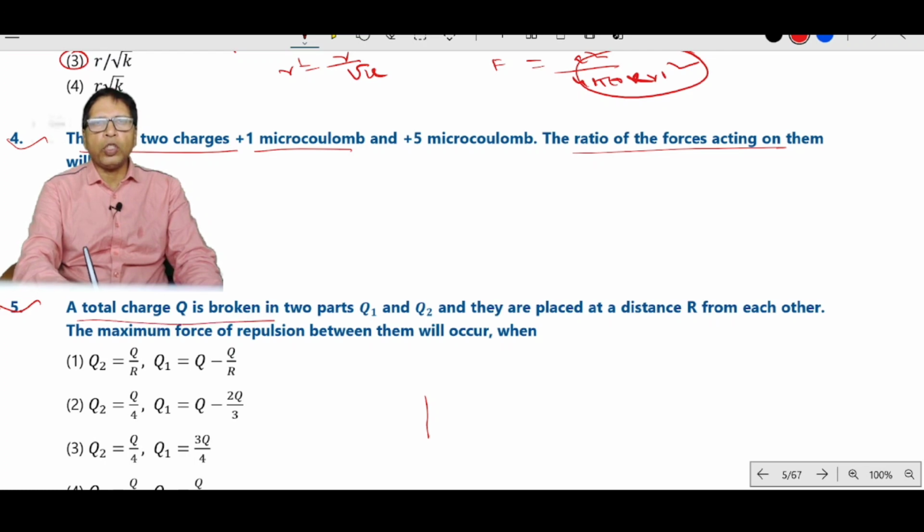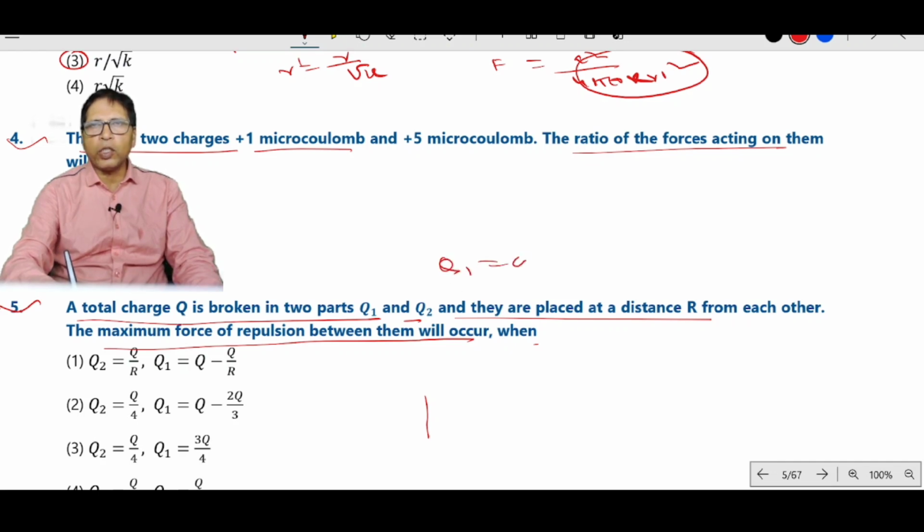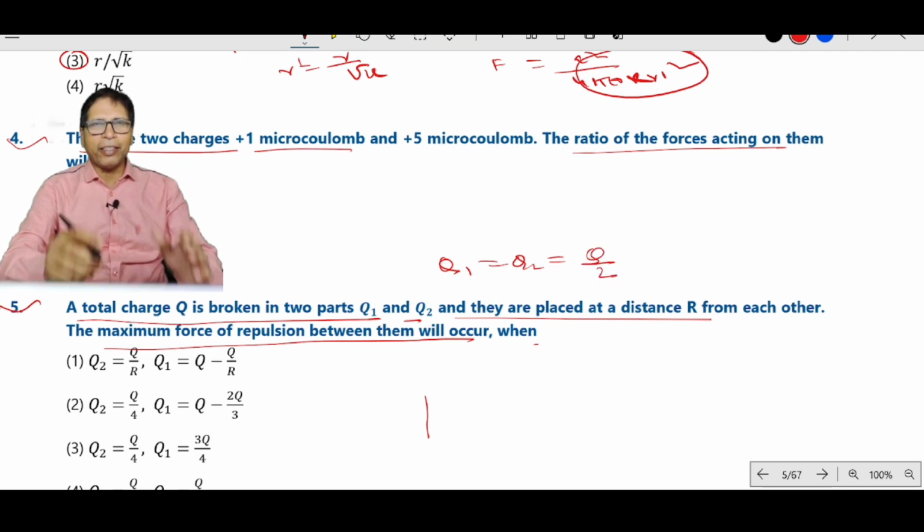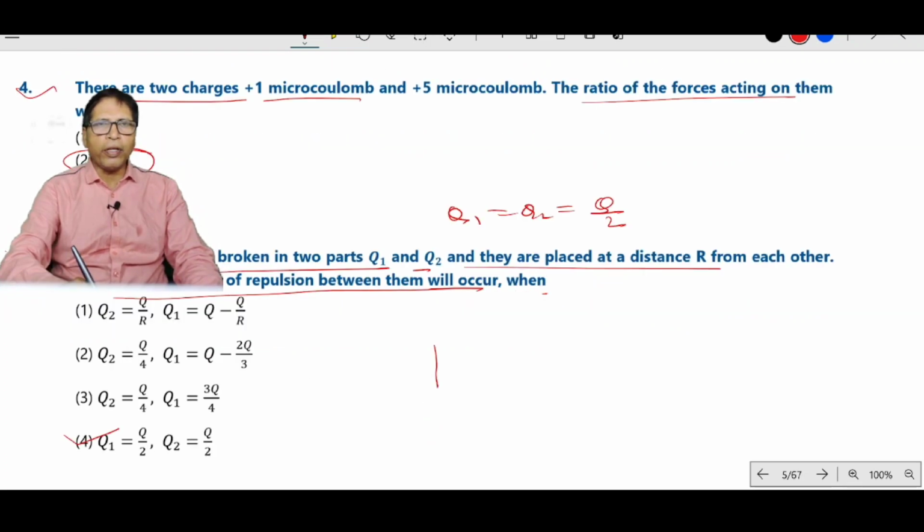Now question number 5. The total charge Q is broken into two parts, Q1 and Q2, and they are placed at distance r from each other. The maximum repulsive force between them will occur when the two charges are equal, that is Q1 equals Q2 equals half of the total charge. Then the force becomes maximum. So option 4 is correct.